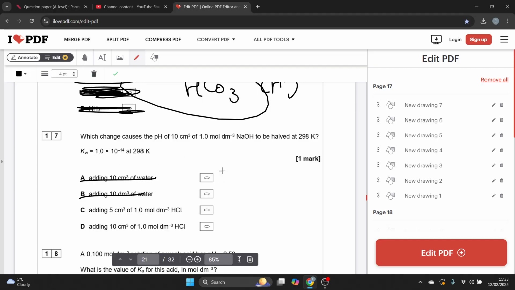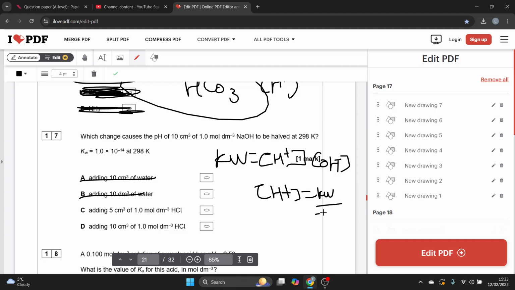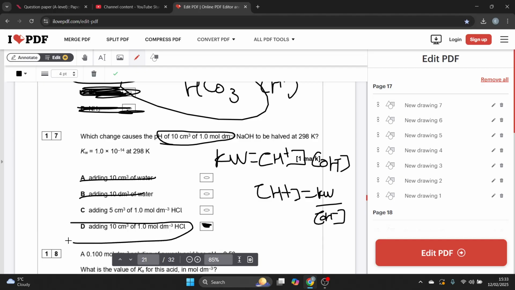That's not going to cause the pH to be halved. I know Kw is that, and Kw is obviously the concentration of H+ times the concentration of OH minus. I want pH to be halved. H+ equals Kw divided by the concentration of OH minus. Which one is it going to be? Well, adding 10 cm cubed of that. Adding 10 cm cubed of 0.10 moles per dm cubed of HCl. There you go. Definitely not that one as well.